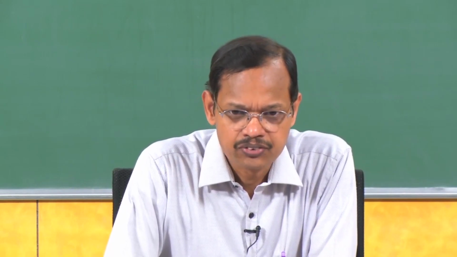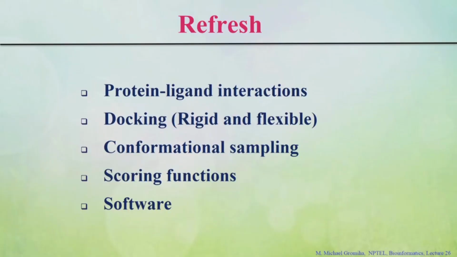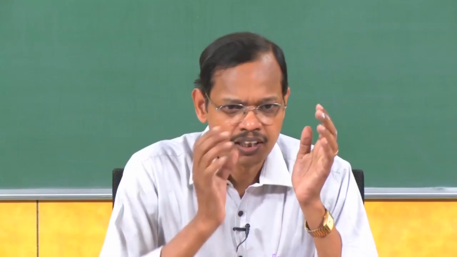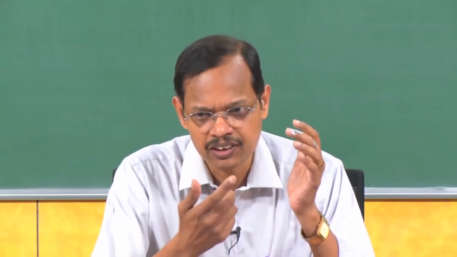What are the different types of docking we discussed? Rigid and flexible docking. What is rigid docking? Both parts are rigid: you can see the binding site of the protein as rigid, and the ligand has one conformation. You can make different conformations of the ligand and interact with the protein to get the score.